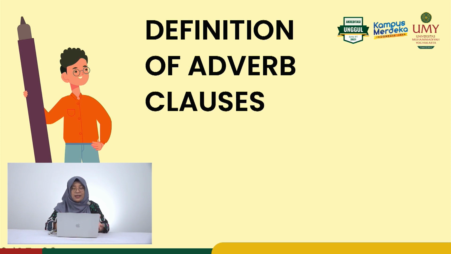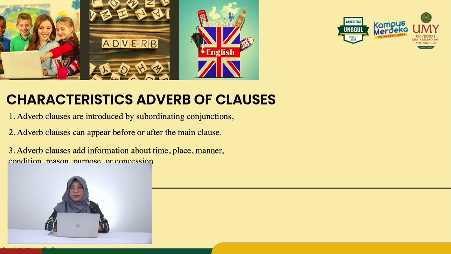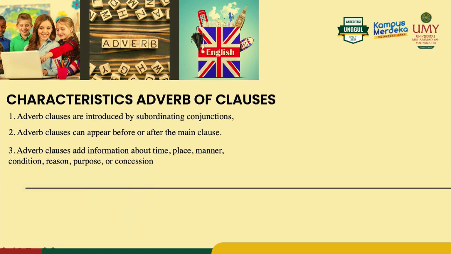But if you see the characteristics, or the examples, I believe that you will find it much easier. So what are the characteristics of adverb clauses? Actually, there are some key points to understand. The first one is that adverb clauses are introduced by a subordinating conjunction or connector, which signals the relationship between the adverb clause and the main clause.